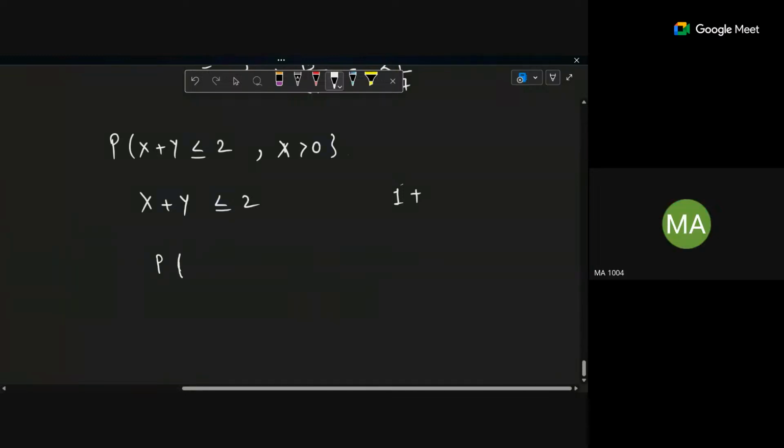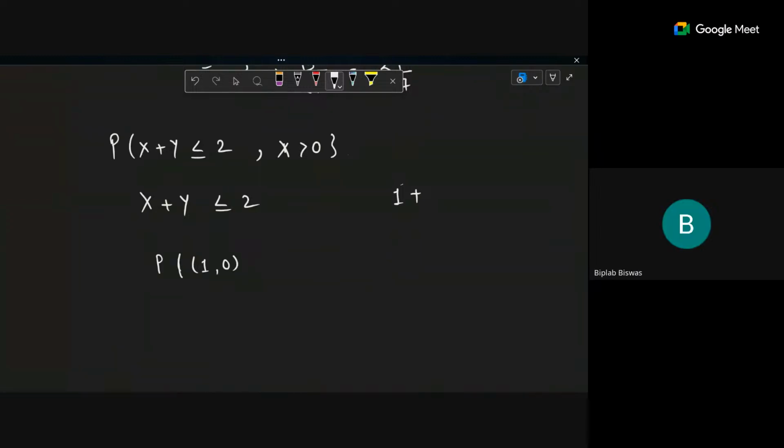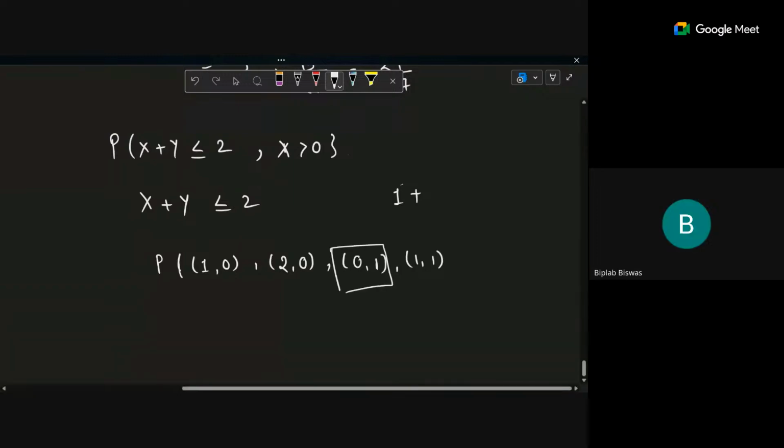So probability of, let's say, 1 0, will it work? 1 and 0, the sum will be 1. 2 0, sum 2. 1 1, sum 2. Just take care that your sum should not exceed 2. Ma'am, 0 1 is also possible? Not 0 1, because x should be greater than 0. That's why 0 1 will not be there.